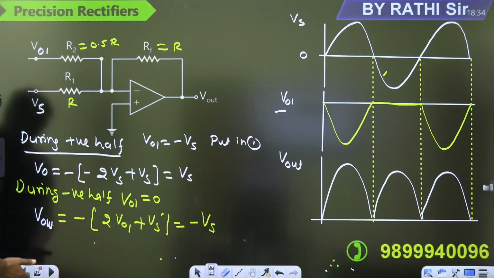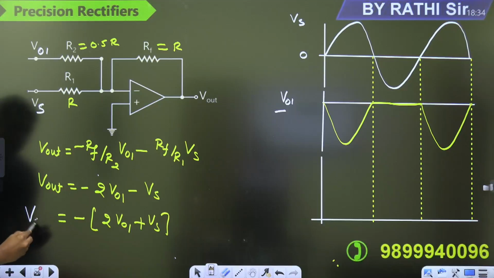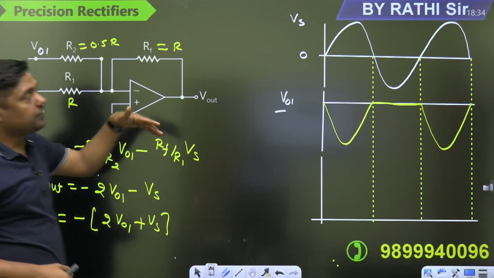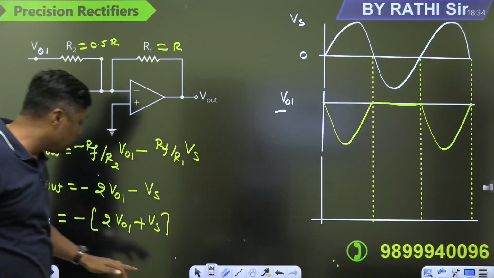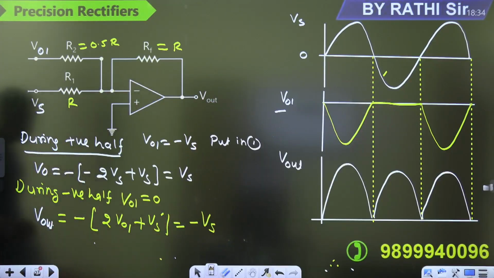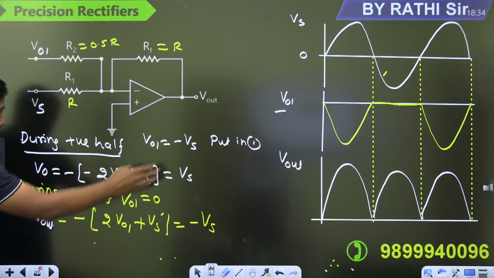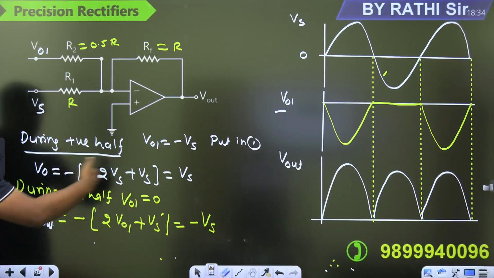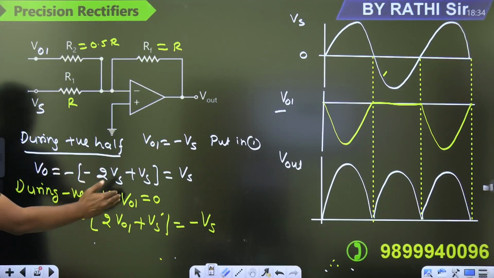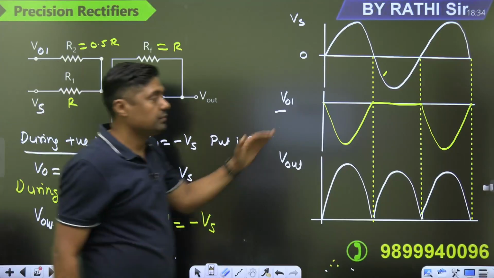What is the output of the summer? This is a very, very important formula. This is the output of the summer in terms of V01 and Vs. So during positive half, it is minus Vs. During negative half, it is 0. So always remember, first of all, get the output of the summer. Then during the positive half, V01 is equal to minus Vs. Put in equation number 1: minus 2 Vs plus Vs, you will get the Vs. During negative half, V01 is 0. It will become minus Vs. And finally, you will get the full wave.